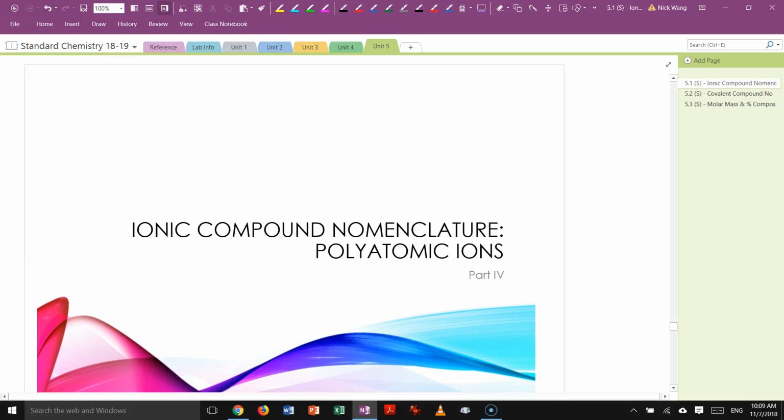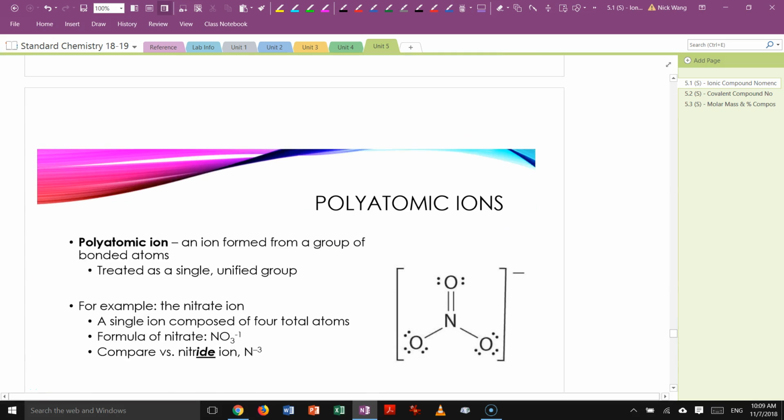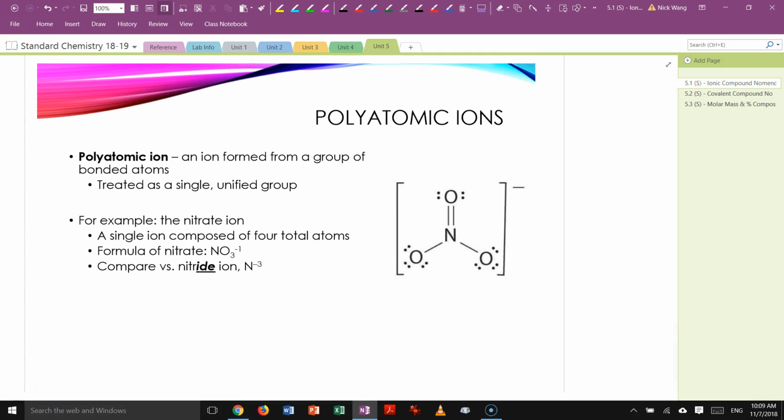The third main feature of ionic compound nomenclature involves something called polyatomic ions. We've addressed this briefly before, but let's get into a little more of what they are. It's an ion, so it's a charged particle, but this time it's made of several atoms bonded together. That's why it's called a polyatomic ion. It's an ion formed from a group of bonded atoms treated as a single unified group.